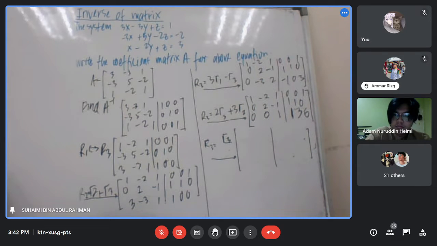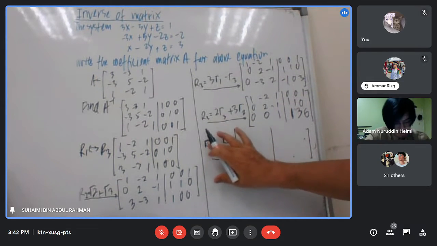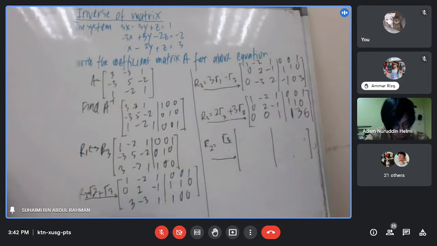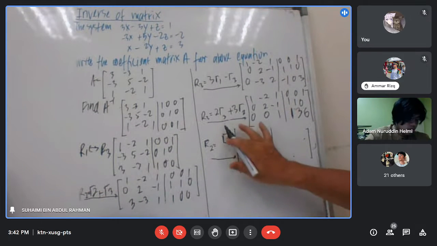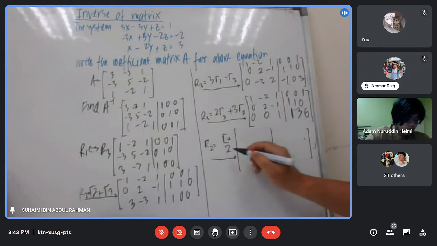Understand it? Because it's already 1. After it finishes the job here, we move to here to make 1 here. But it's already 1, so we continue. So we want to make 1 here. What do we need to change? Row number 2, not finished. Row number 2 we need to change. Row number 2 divided by 2.